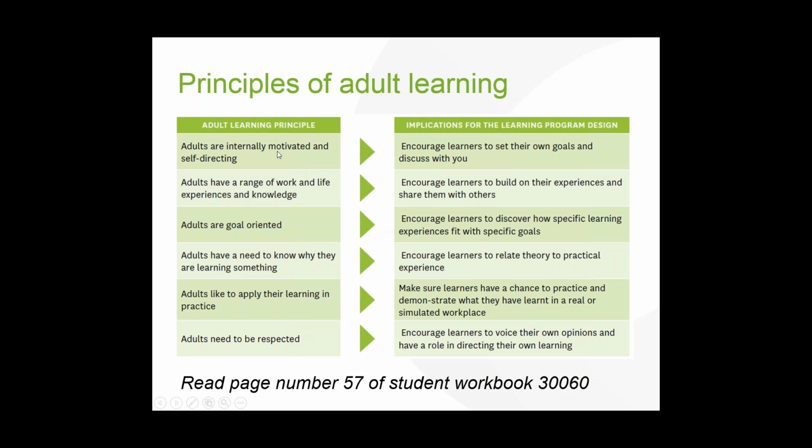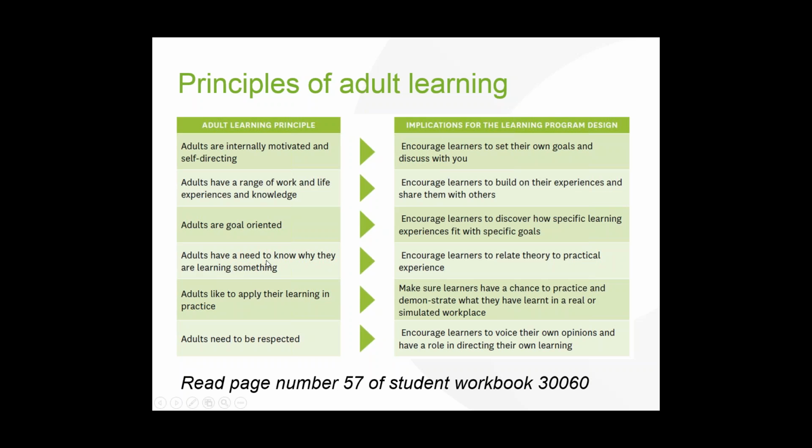Adults are internally motivated and self-directing. So that's an adult learning principle. What's the implication of this adult learning principle? Here is the answer. Encourage learners to set their own goals and discuss with you. So how would you use this adult learning principle? You would ask them to talk about their goals. You would ask them, okay, let's discuss why you are studying this course, what you want to achieve after doing this course. Okay?